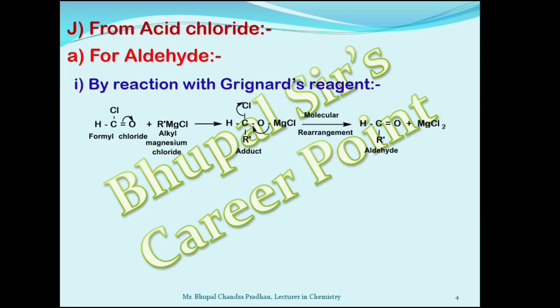Whenever formyl chloride reacts with the Grignard reagent, then an adduct is formed. How is the adduct formed? The bond between carbon and oxygen in formyl chloride is polar. Due to more electronegativity, the oxygen atom acquires partially negative charge, while the carbon atom acquires partial positive charge. In case of Grignard reagent, alkyl group is negative and magnesium is positive. Thus an adduct is formed, which on molecular rearrangement gives us aldehyde and magnesium chloride.